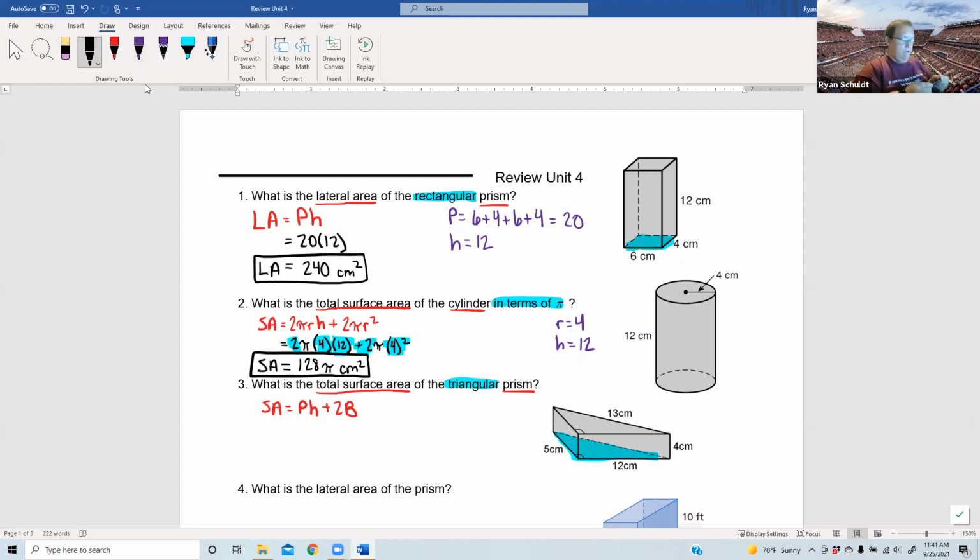So since we're doing total surface area, I'm going to have to find everything. I mean everything. P, B, and H. So let's do that. For perimeter, I know it's going to be 5 and 12. This 13 up here on top, you can put it down here on the bottom too. So 5 plus 12 plus 13 gives you 30.